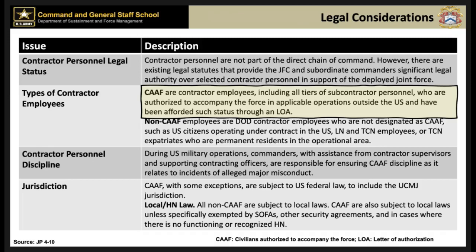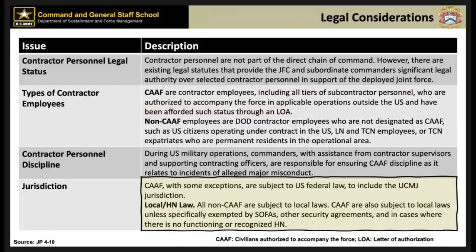citizens and third country national, or TCN, CAF may or may not be subject to local laws depending on existing SOFAs, that's a status of forces agreement, or other security agreements. CAF, with some exceptions, are subject to U.S. federal law, to include UCMJ jurisdiction, while minor CAF discipline infractions are normally handled by the contractor firm. Serious CAF discipline infractions can and should be addressed through the military legal and/or Department of Justice channels.